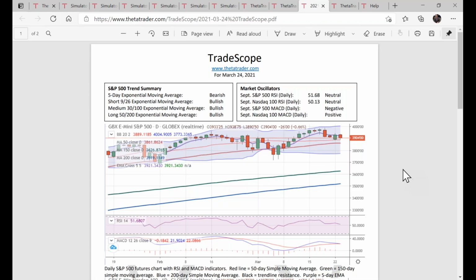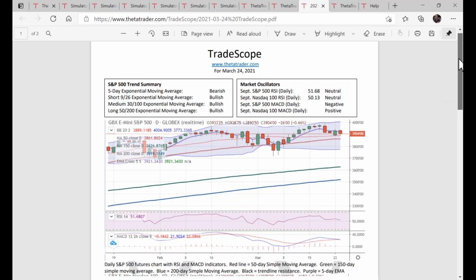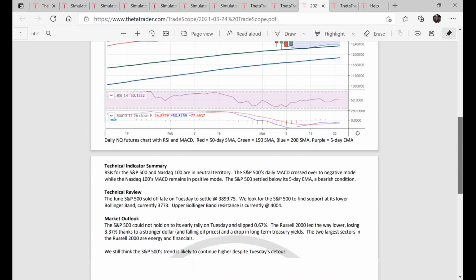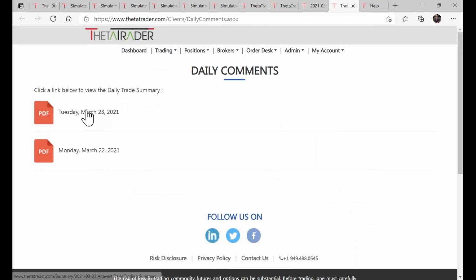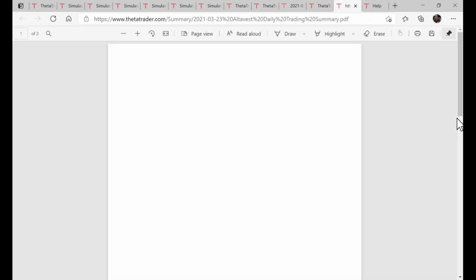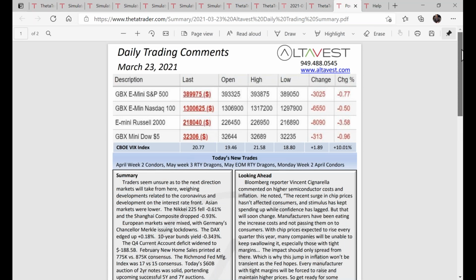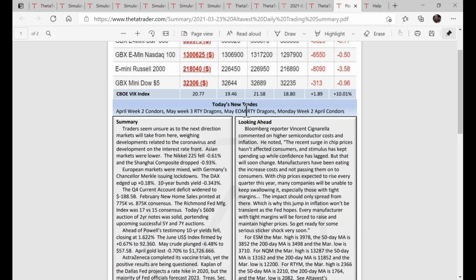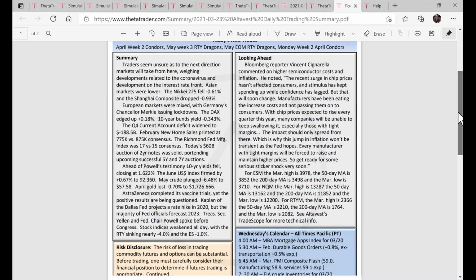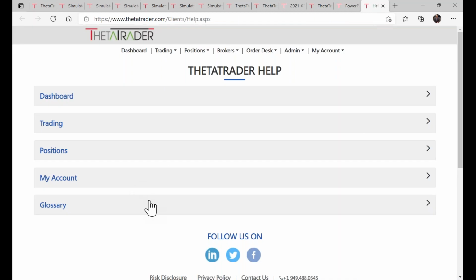And I'm going to show you how to track closed positions as well, but I just want to get to this while I'm here. We do our daily analysis and our market outlook, and also we have daily commentary on the markets. So that helps kind of inform you as to particular trades. Yesterday we had a lot of trades, condors, dragons, in the month, Russells, a lot of activity. And then we have a great help file as well.